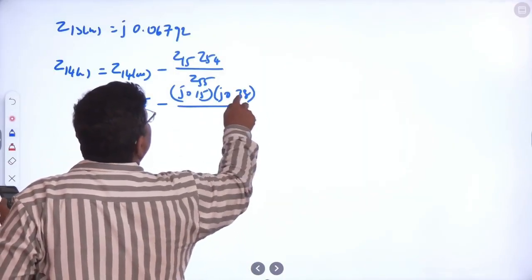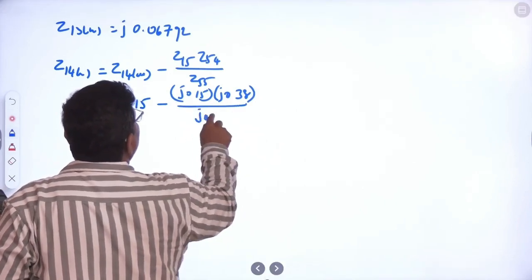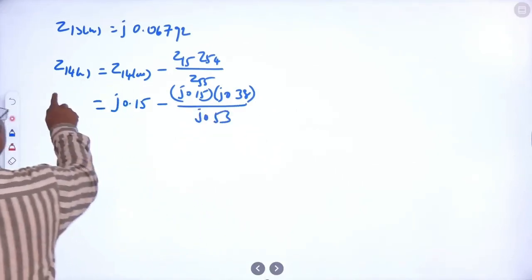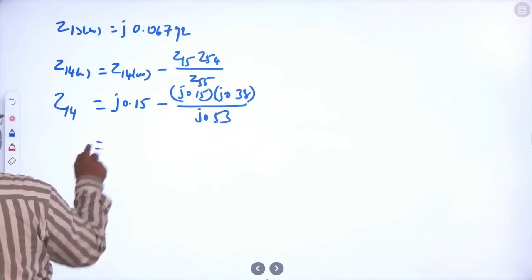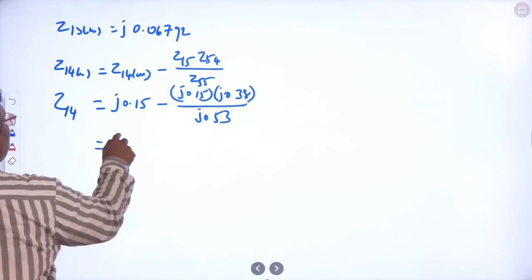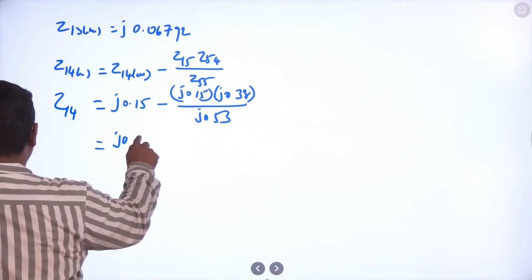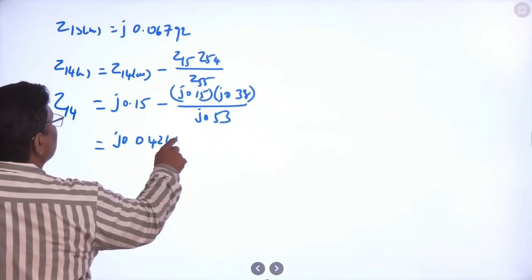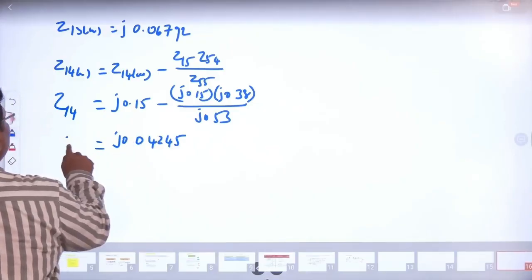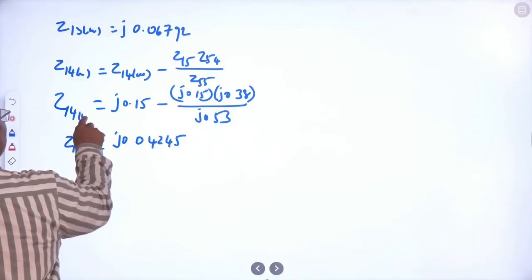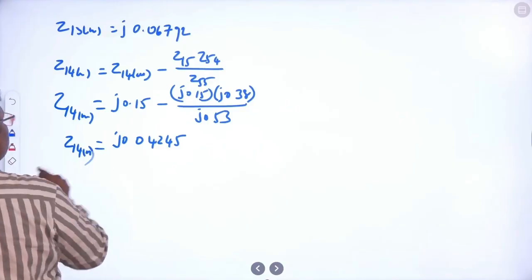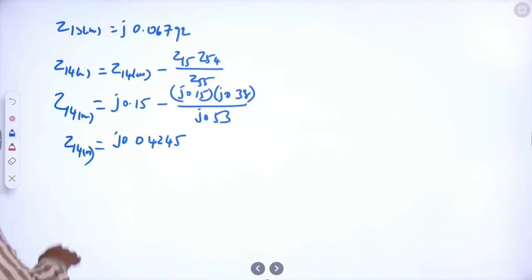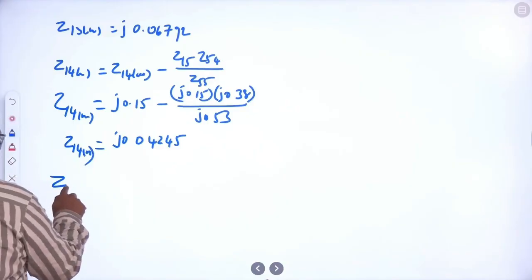0.38 divided by 0.53. So j0.4245. So this is Z14 new. So here it's nothing but a square matrix, right?